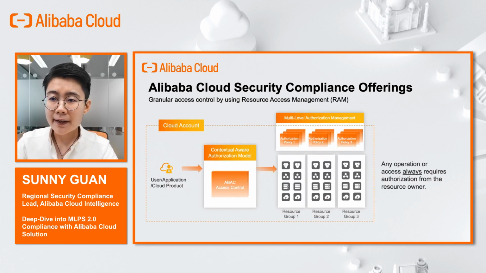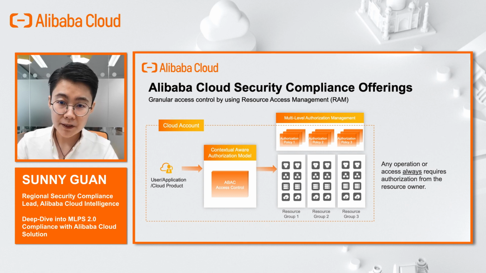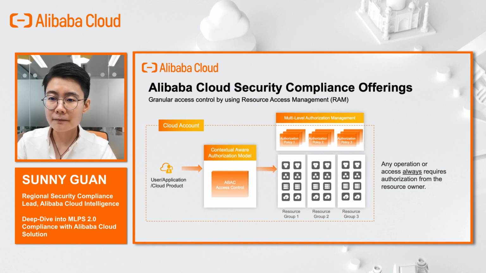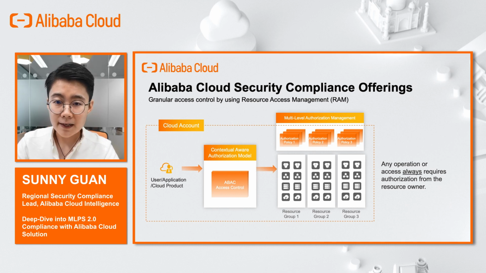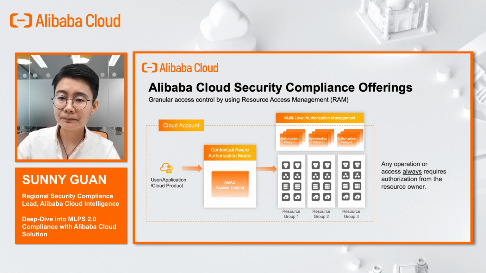To manage the fine-grained access to achieve least privileged access management, our customers can rely on the resource access management to control the access of each single resource from users, applications, and cloud products perspective. Any operational access always requires authorization from the resource owner. The granular access can be grouped into a role to manage the authorization with different policies and groups to achieve different sensitivity needs.